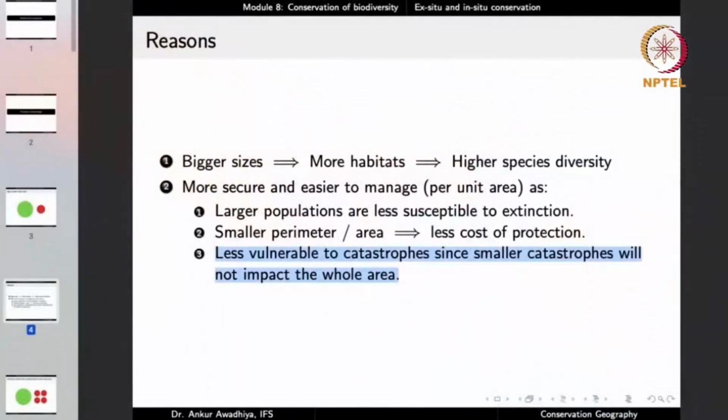So a larger size gives the populations more resistance and more resilience. More resistance because the smaller catastrophes do not impact the whole area, so some of the organisms will be left. And more resilience because these organisms that are saved from the catastrophe will be able to repopulate the whole of the reserve and bring it back to the original state. So which is why it is always good to have larger size reserves.